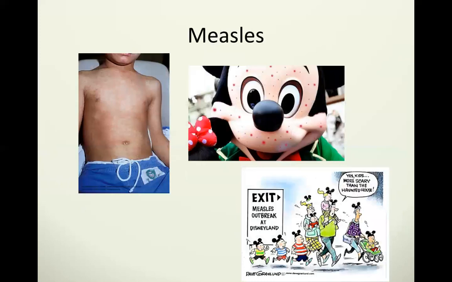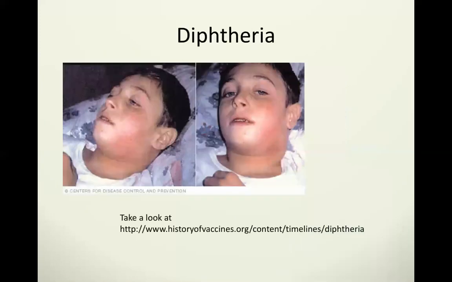Measles. Measles is controllable. It's a virus. We use vaccines, and I put the Disney guy up there, Mickey Mouse, because we had a huge outbreak of measles in Disneyland. Highly contagious. And so take a look at that. CDC has a whole entire page on measles and its diseases.